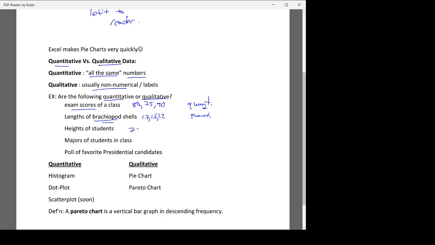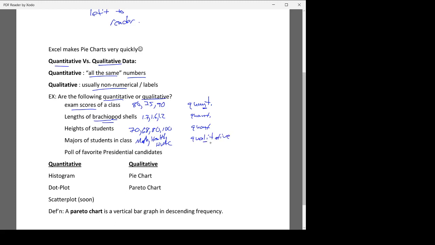Heights of students, maybe, like inches. You might have somebody really tall, I don't know. So those are going to be quantitative. What about majors of students in class? Then you'd say, oh, that'd be like, because you're math majors, and we've got a lot of healthcare, whatever the majors are, maybe an HVAC, whatever. So those are qualitative.